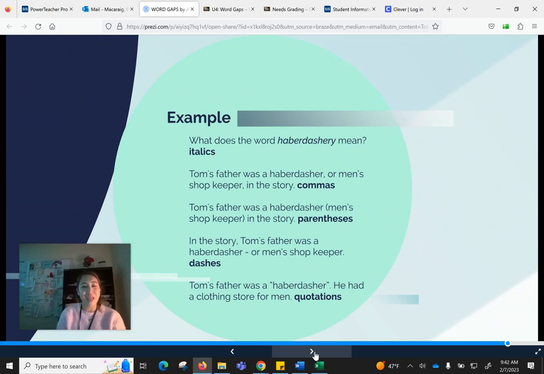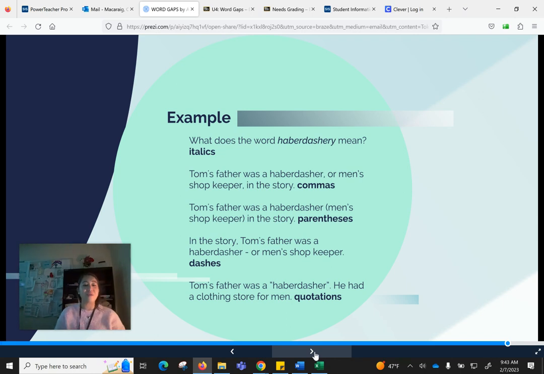Tom's father was a haberdasher, comma, men's shopkeeper. So that was our clue. Tom's father was a haberdasher, and inside the parentheses, we have men's shopkeeper. It's directly given to you through the use of parentheses. And then the third one in the story, Tom's father was a haberdasher, dash, or men's shopkeeper. I think there are two clues found here, the dash and the word or. Okay, so that gives us a definition of the word haberdasher. And lastly, Tom's father was a haberdasher. He had a clothing store for men.